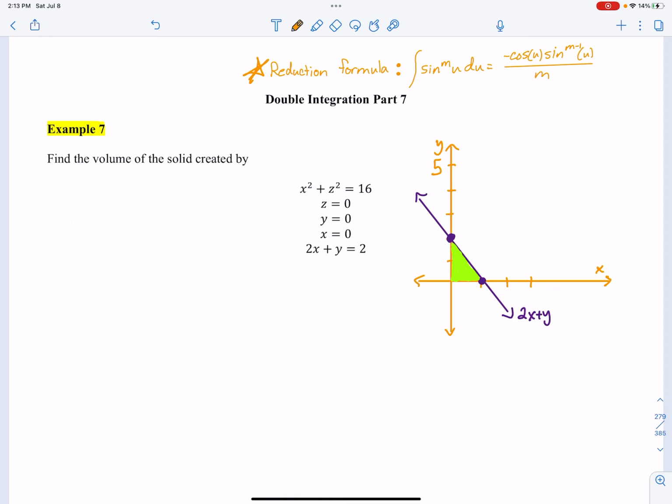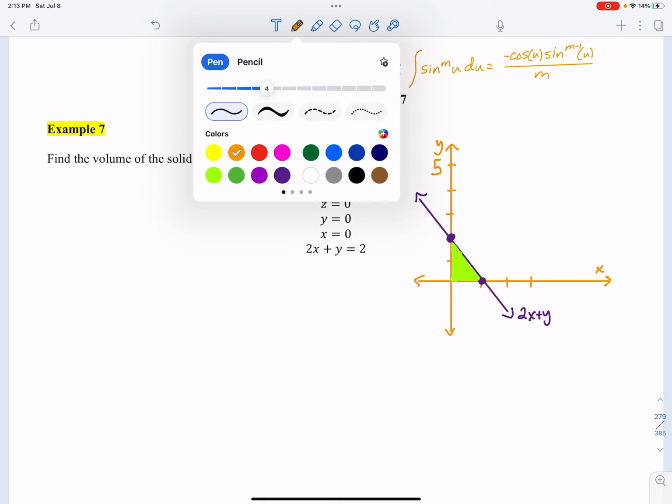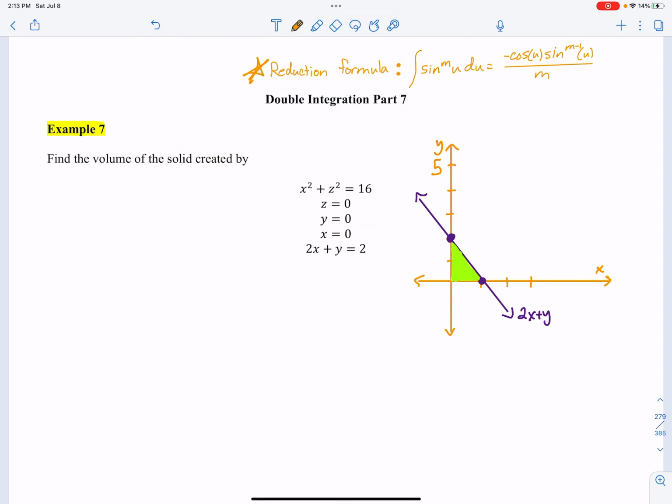Notice they gave me this surface. That surface is a cylinder. We are missing the y. So if I were to look on the xz axis, we'd have a cylinder of radius 4 going in that direction. Now, they have a couple things here. It said z equals 0, so it's only the top part. And then they said y equals 0 and x equals 0. This just leaves me with the first octant. So we're dealing with that shape. That's what it looks like on the side. So that would be the whole shape.